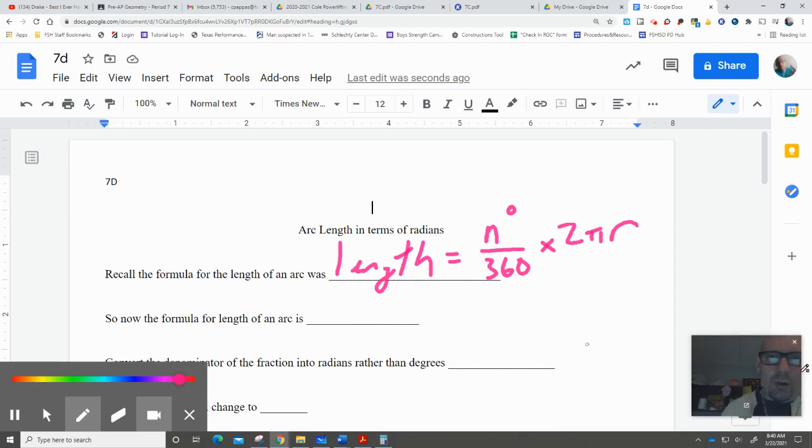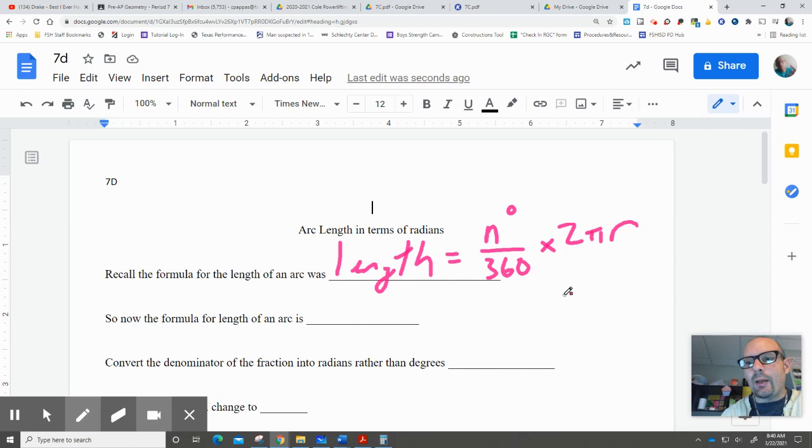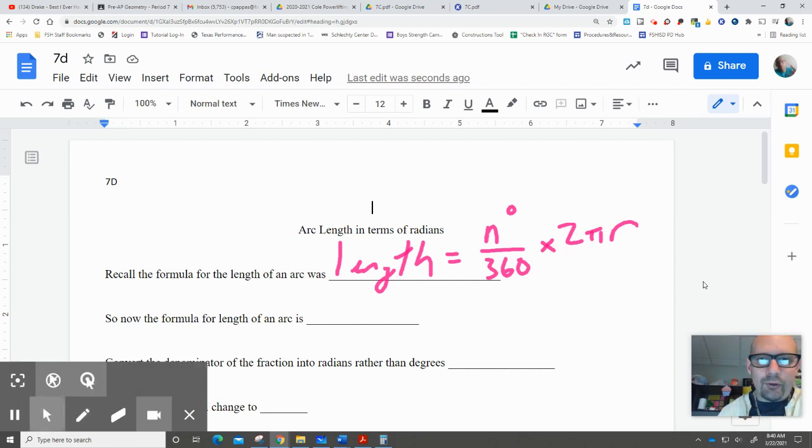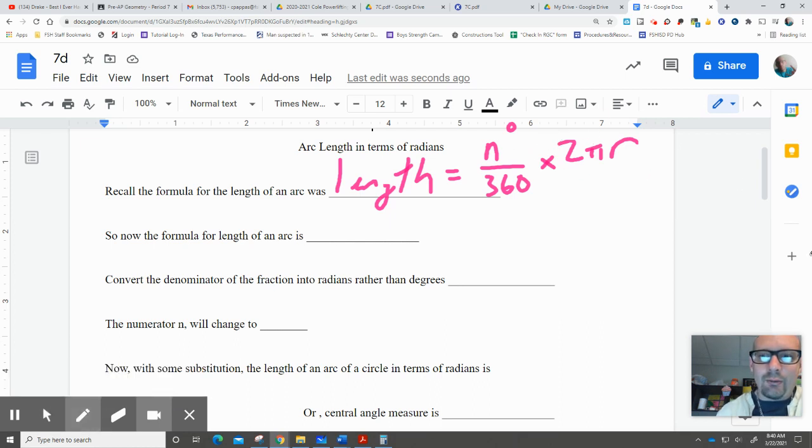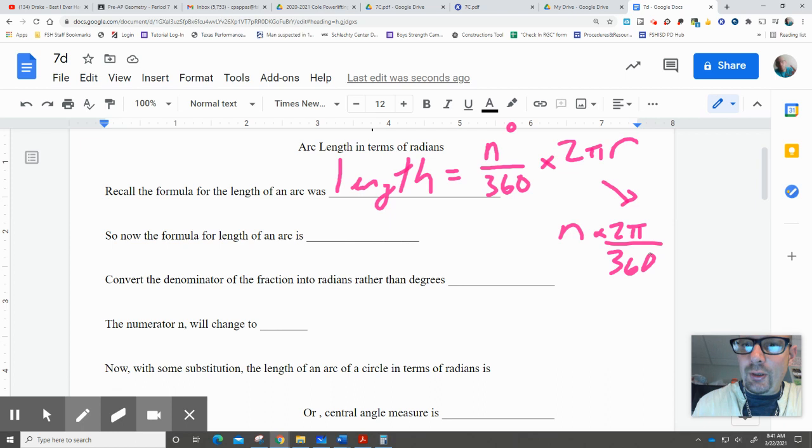Now I want to rearrange this formula in 2 steps. First thing I'm going to do is take this 2 pi and put it with the n. It really doesn't matter, it's all multiplication and division, so we can move some stuff around and still keep the expression the way it should be. So this goes to n times 2 pi over 360 times radius. Everything being multiplied in the numerator is n, 2 pi, and radius, and everything being divided is 360.